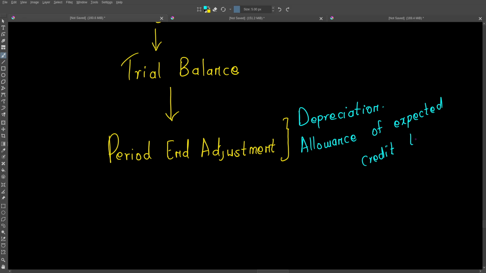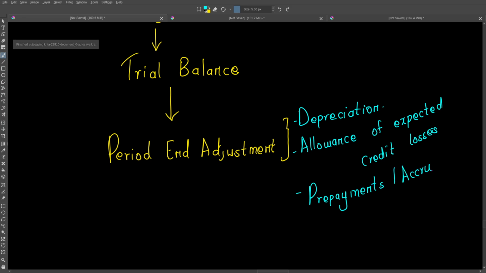Okay, so credit losses, that's another one. Here you also check any prepayments, adjustments, any accruals that you need to do. Remember, you're using the accrual method of accounting. So you have to check, depending on the scenario of the company, and make sure you do all these period end adjustments.